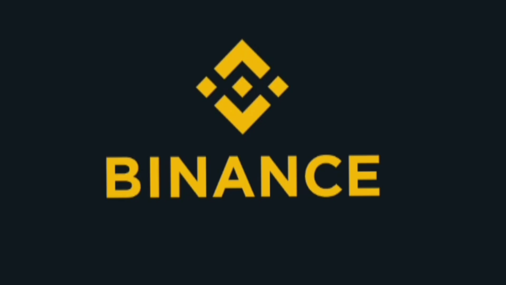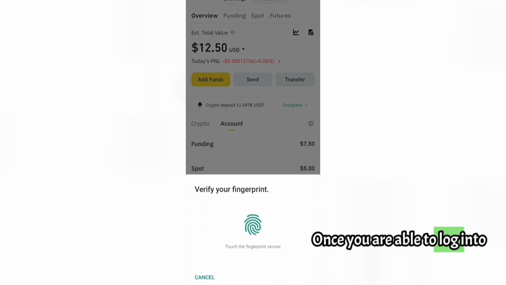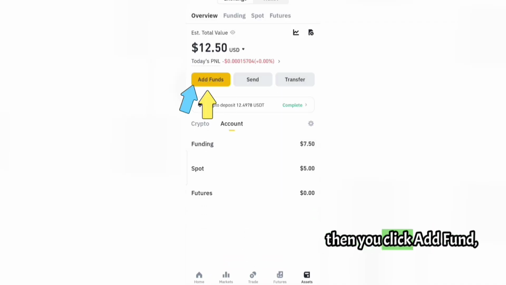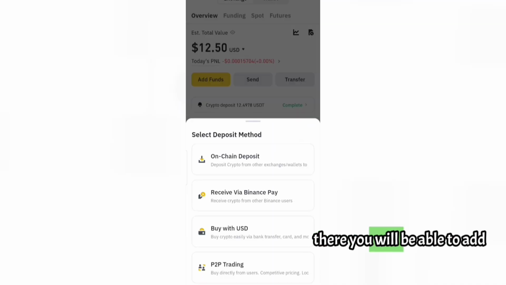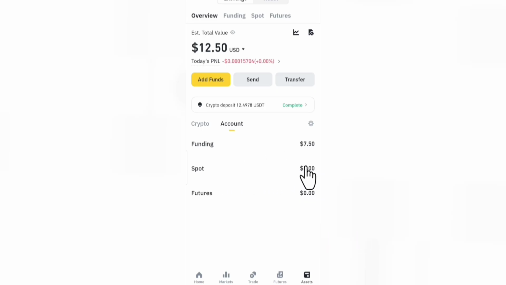Welcome back. The first app we will talk about is the Binance app. Once you are able to log into your Binance app, then you click Add Fund. There you will be able to add fund into your wallet by the options given. If you get funded externally, you would be able to locate your security added on funding or spot.